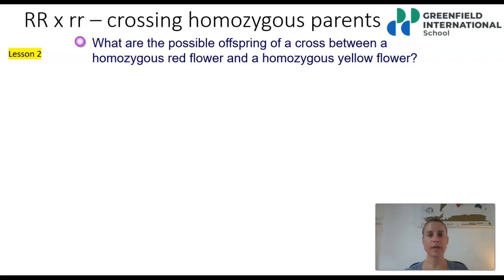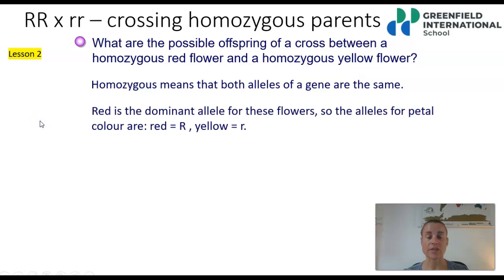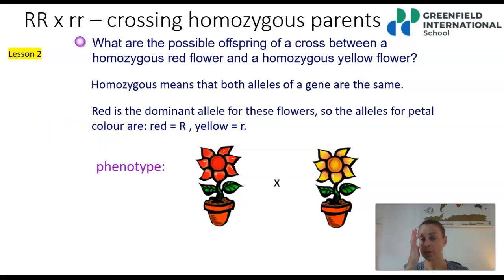We have a cross between a homozygous red flower and a homozygous yellow flower. So hopefully you remember homozygous means that both of their alleles are the same. Okay, so red is the dominant allele for these flowers. So the alleles for petal colours are red, which is the capital R, the big letter, and then yellow is the lowercase letter because it is recessive. So what we're going to be crossing is one red flower, homozygous, and one yellow flower as well. The genotypes are big R and small r.